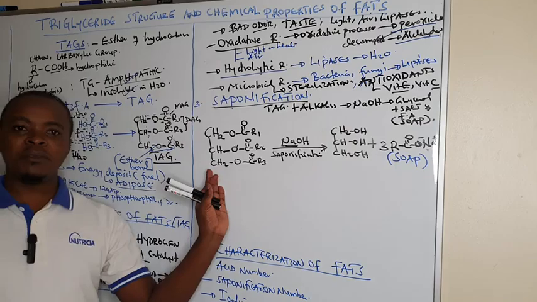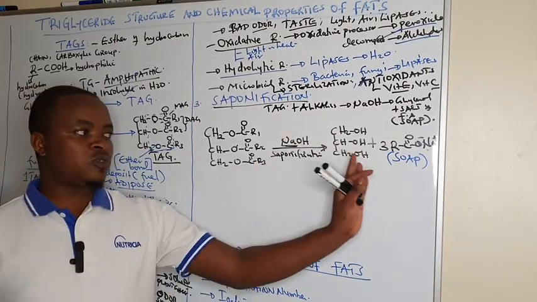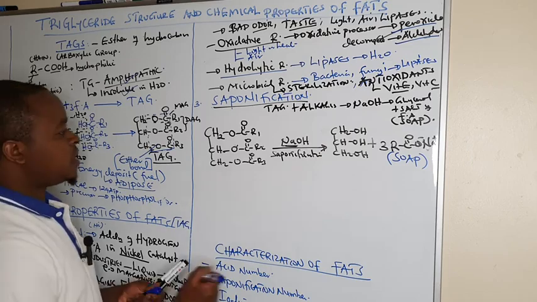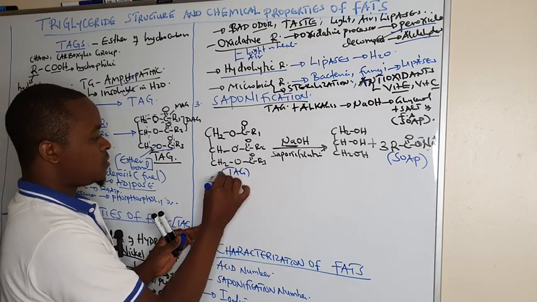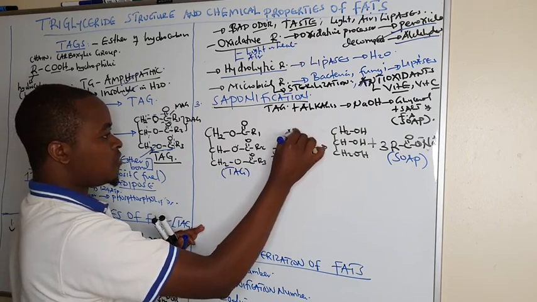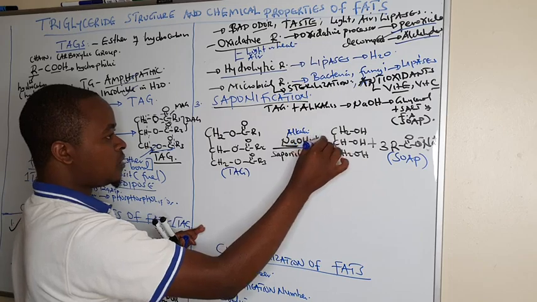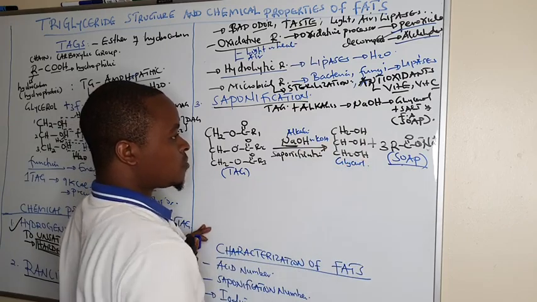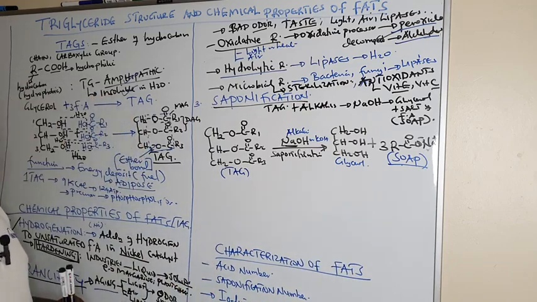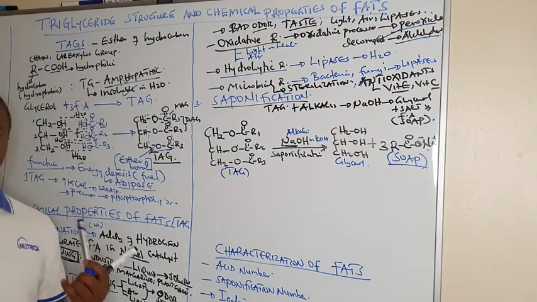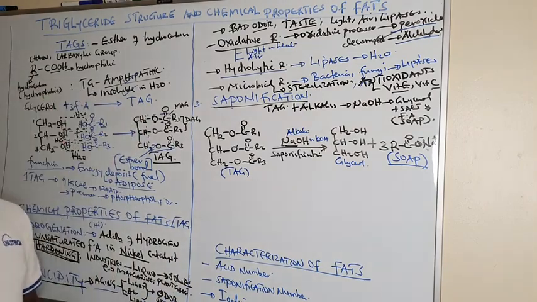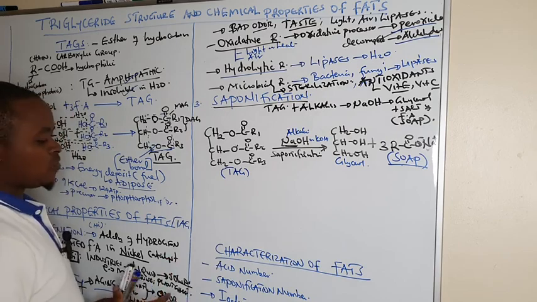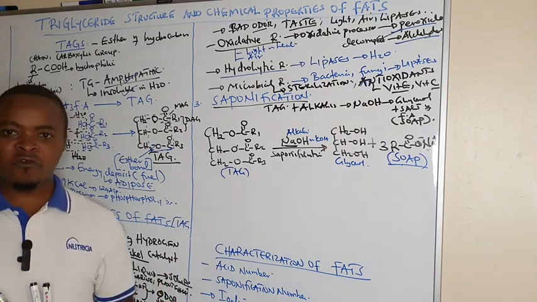And we shall see how we can determine the ability of the fatty acid to form soap using the saponification number. So in case we have a triglyceride, it reacts with an alkali like sodium hydroxide or potassium hydroxide to form glycerol and soap. This is what we know as saponification, which we use commercially to form soap for sale or for use as a detergent. So lastly, we are going to look at characterization of fats.